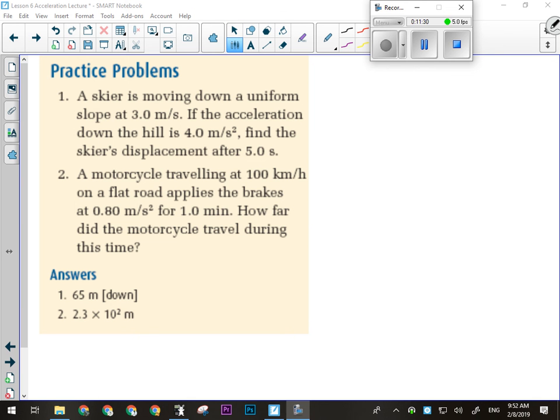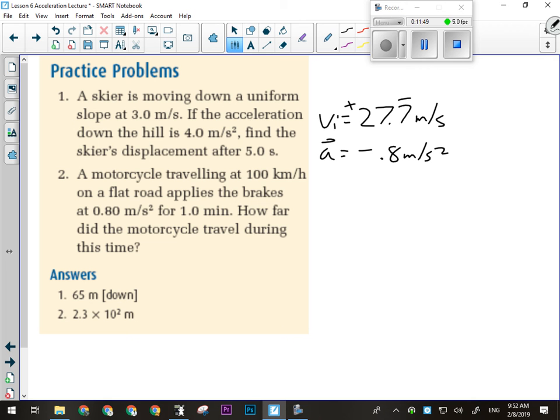So what we have here first is VI. It's 100 kilometers per hour. If we divide that by 3.6, we're going to get 27.7 repeating meters per second, and I'm going to make that positive because it was forwards. Then we apply the brakes, producing an acceleration of negative 0.8 meters per second squared. We're doing that for a time of 60 seconds because we have to convert it to seconds, and looking for the overall displacement.